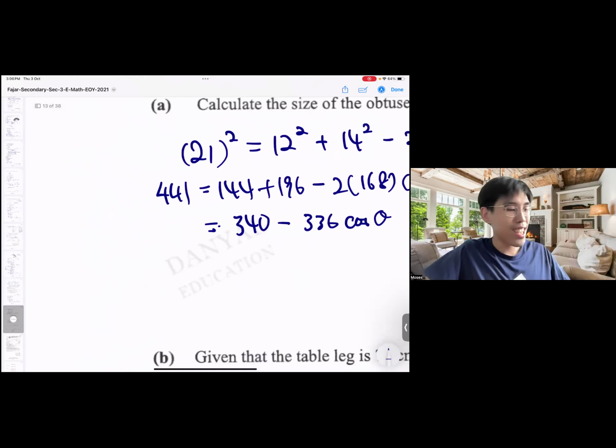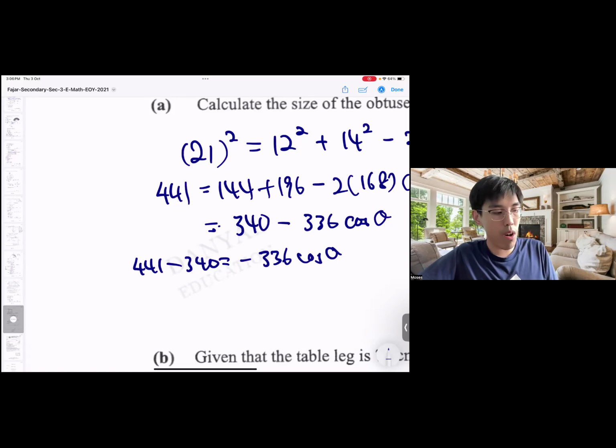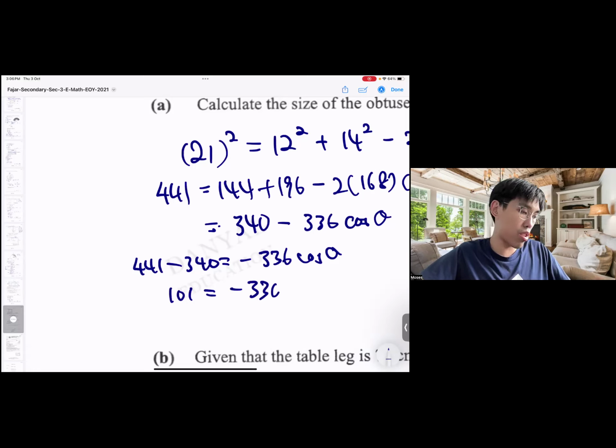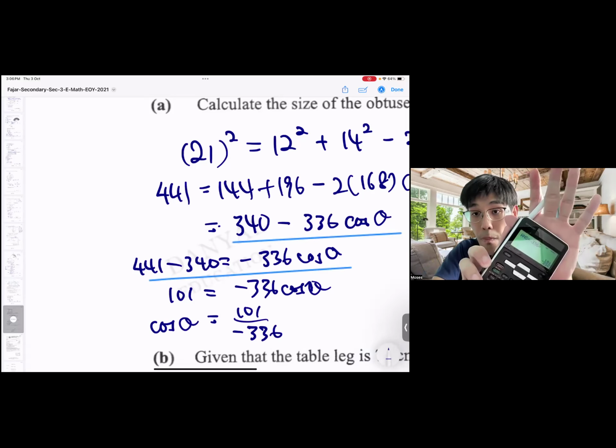Relax, relax. Okay? So from here, what can we do here? 441 minus 340 equals negative 336 cosine theta. Then press 441 minus 340. You get 101 equals 336 cosine theta. Then your cosine theta can be 101 over negative 336. Divide by negative 336. Then you get this very nice number.